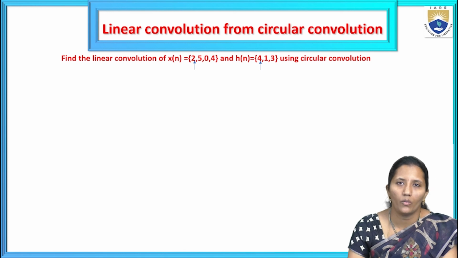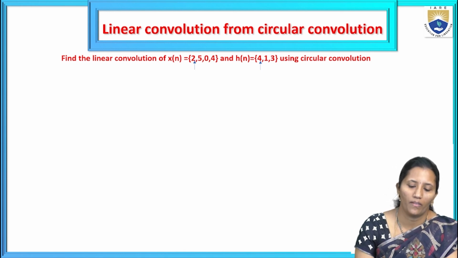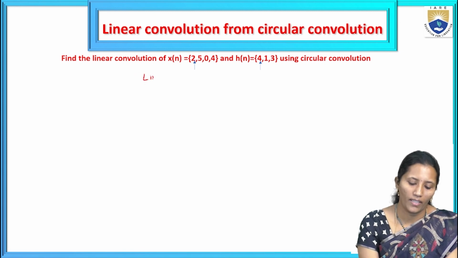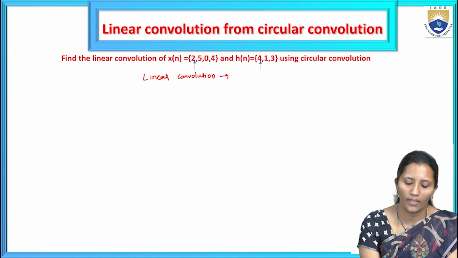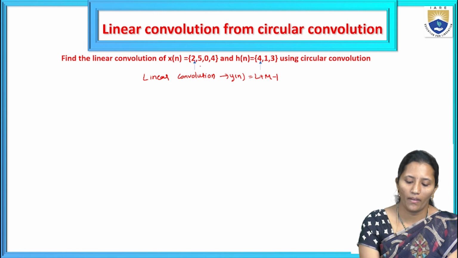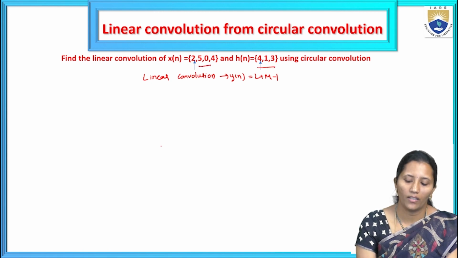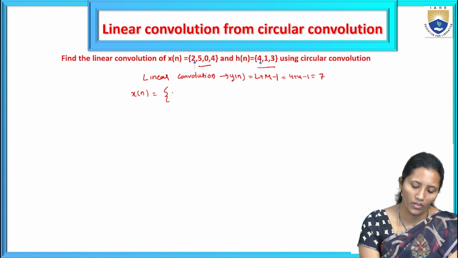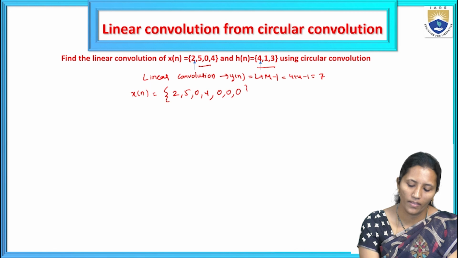And how do we find the linear convolution from the circular convolution? For linear convolution, the length of y of n should be equal to L plus M minus 1. But we have here 4 samples. So using circular convolution, we have to make both lengths equal to 7. The length of y of n, that is 4 plus 4 minus 1, is equal to 7. So x of n is 2, 5, 0, 4, 0, 0, 0, 7 samples.